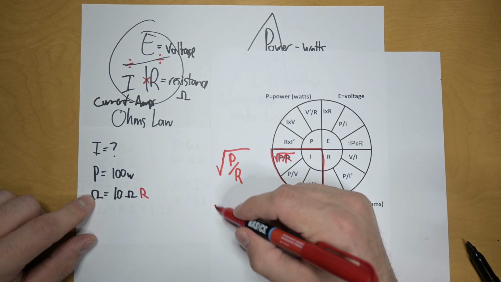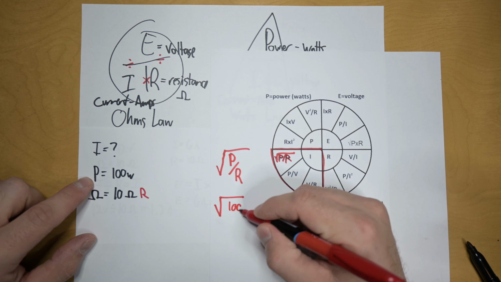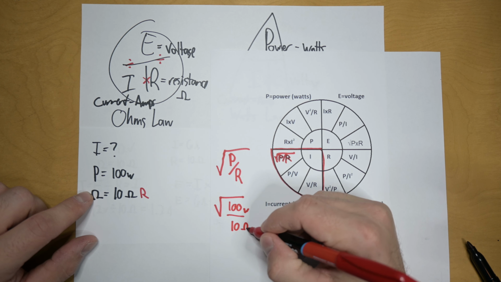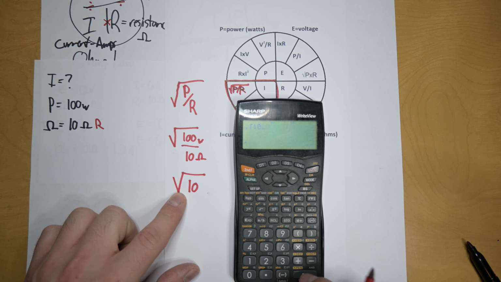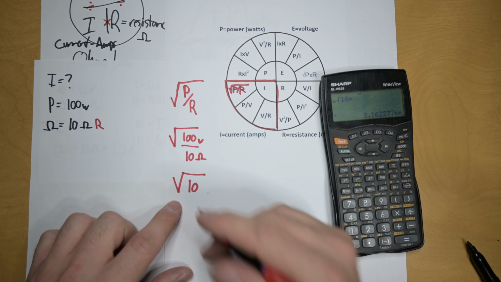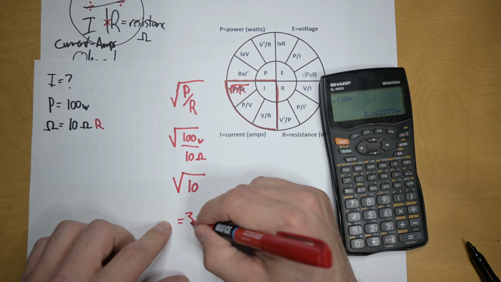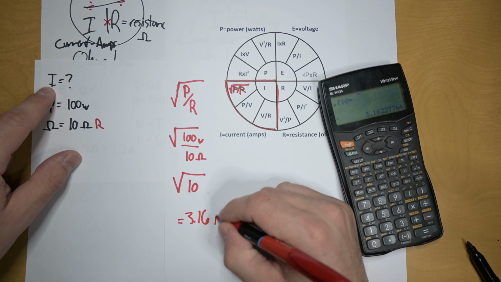So we would go square root of P divided by R, which is the square root of 10. Punch into our calculator, square root, 10 equals 3.16, and we're just going to round it off there. And that is our current. So that would be amps.